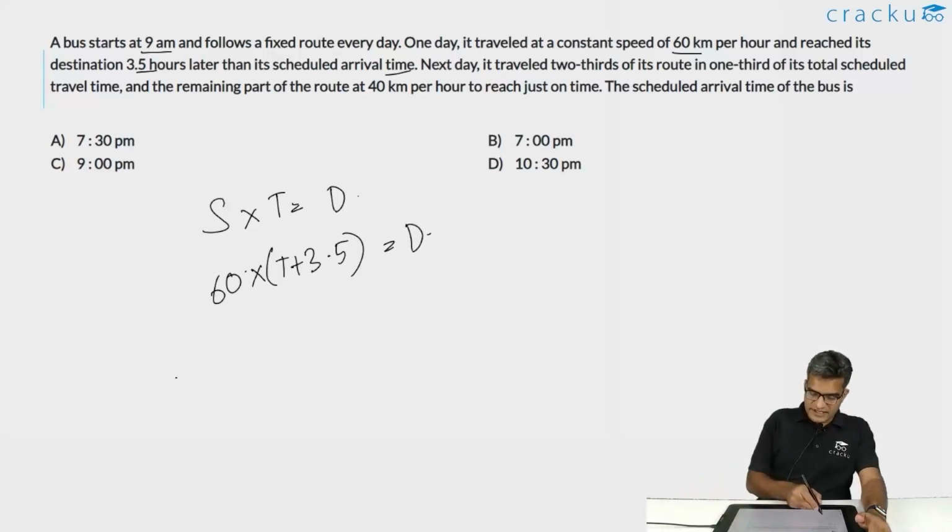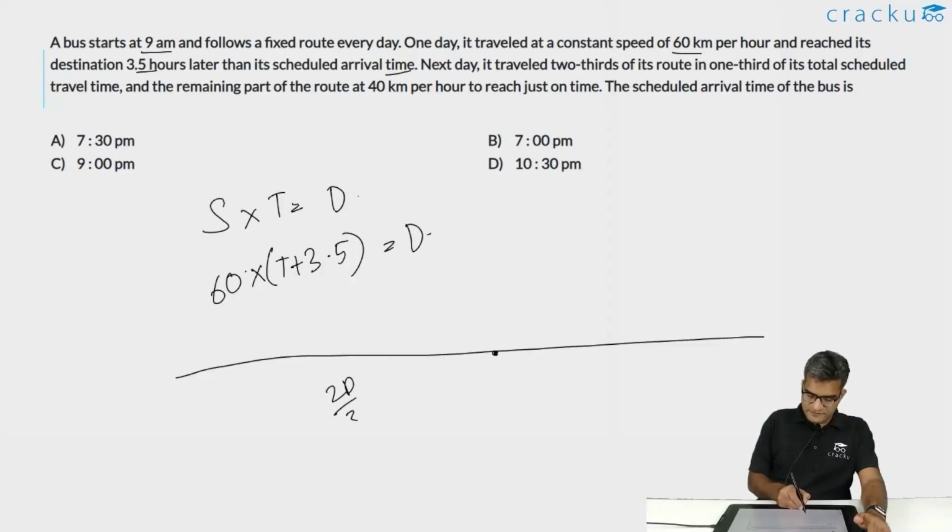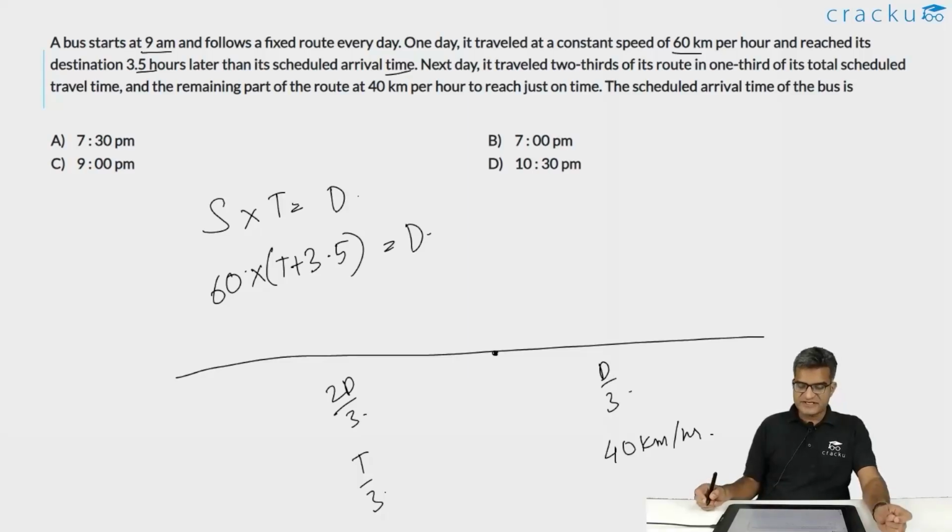Next day we are told that it traveled 2/3 of its distance, so this is 2d by 3, in 1/3 of the time taken. That is, it has traveled this in t by 3. The next 1/3, d by 3, it has traveled at 40 kilometers per hour. And it reached just on time. The first 2/3 took t by 3, so the next 1/3 would have taken 2t by 3.